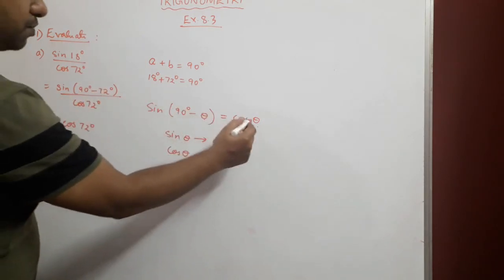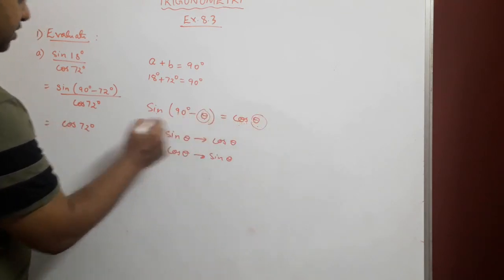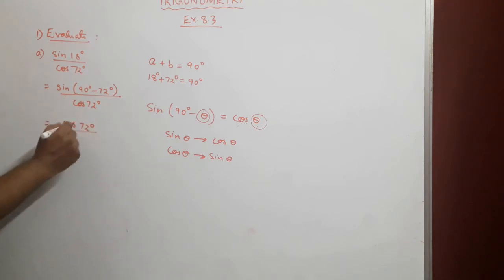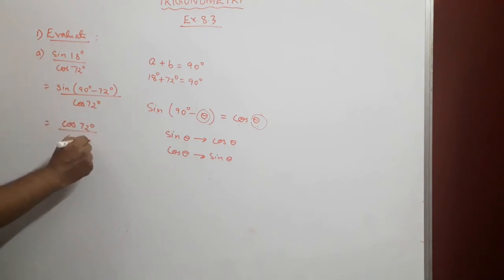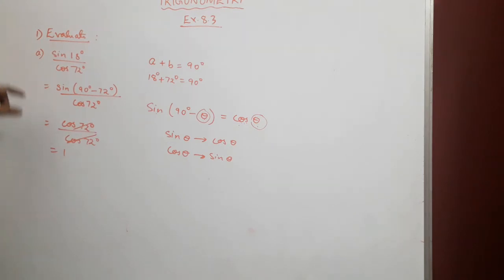So it gives us the opposite of sine, cos, with that angle over here. The angle over here is 72 degrees. So it gives us cos 72 degrees over cos 72 degrees. These two cancel and we get the value as 1. So that's how we solve this problem with the help of complementary angles in trigonometry.